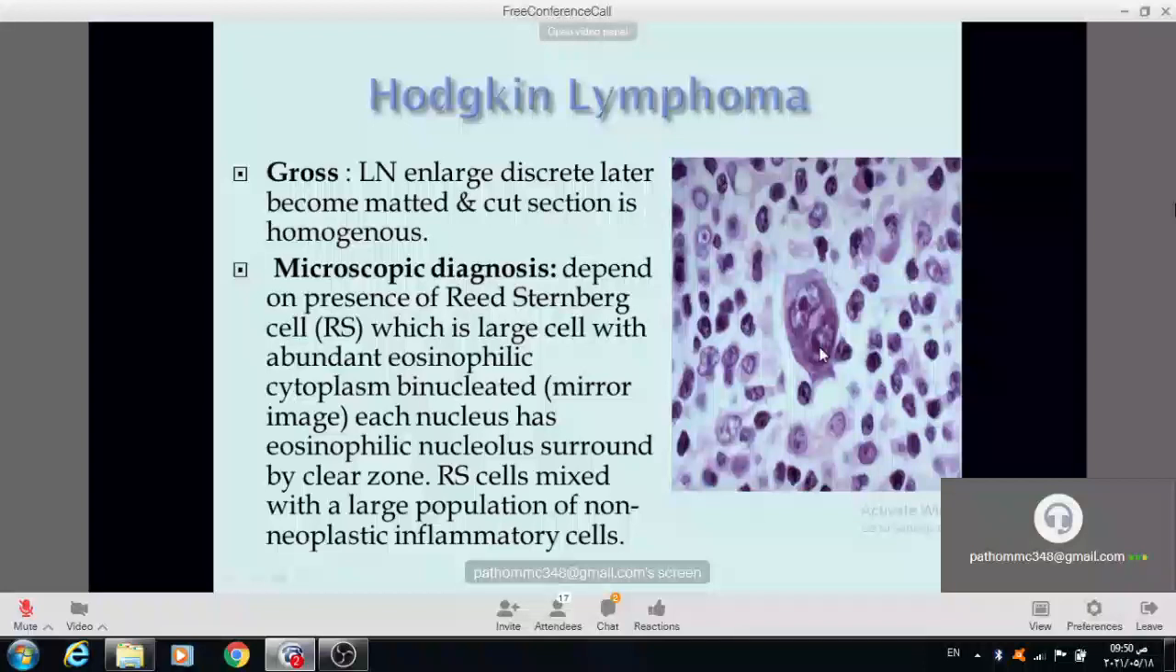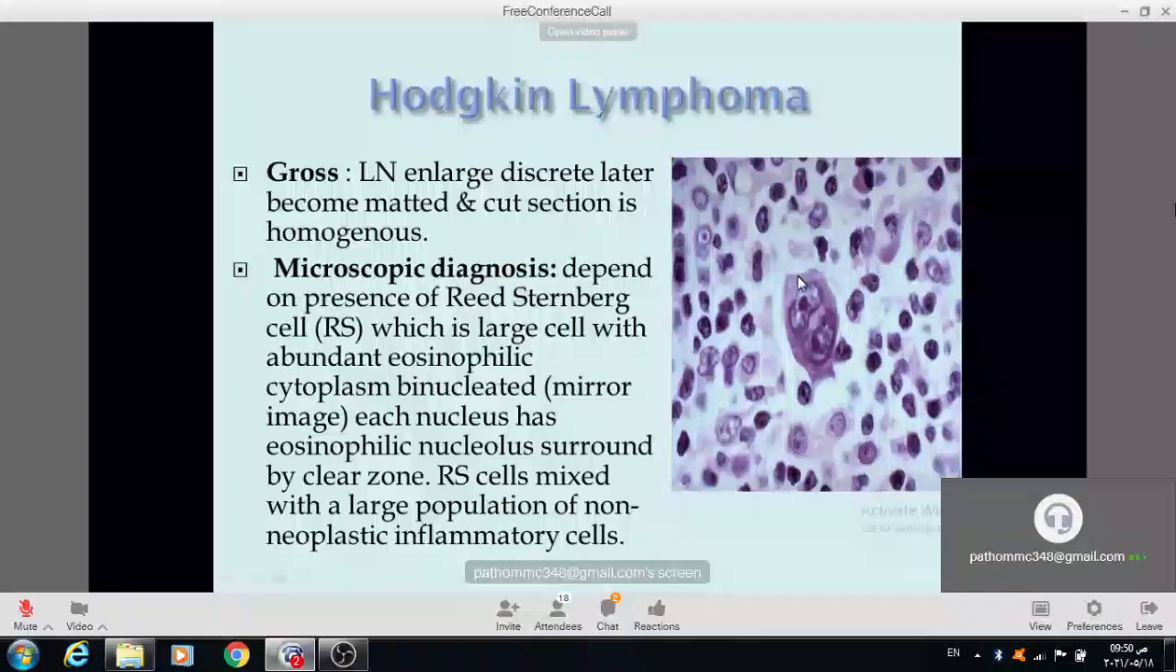And each nucleus has an eosinophilic nucleolus, and they are surrounded by a clear zone. Around this central nucleolus there is a clear area. Okay? Once you see a large cell, you can see this cell is large. When you compare the size of this RS cell with these lymphocytes, it is very large. This is the plasma cell and these are lymphocytes. It may be 10 times larger than these lymphocytes, okay?